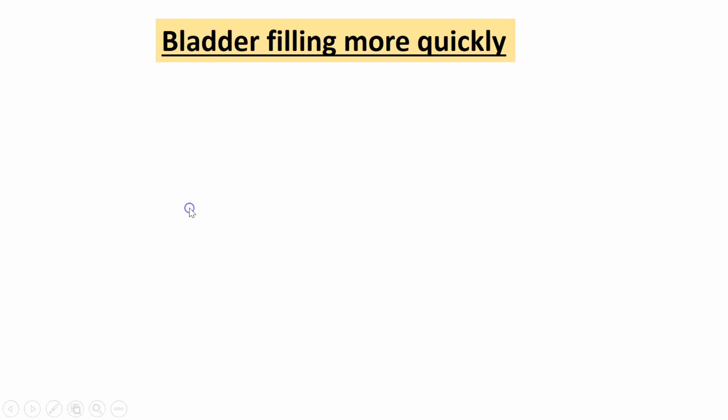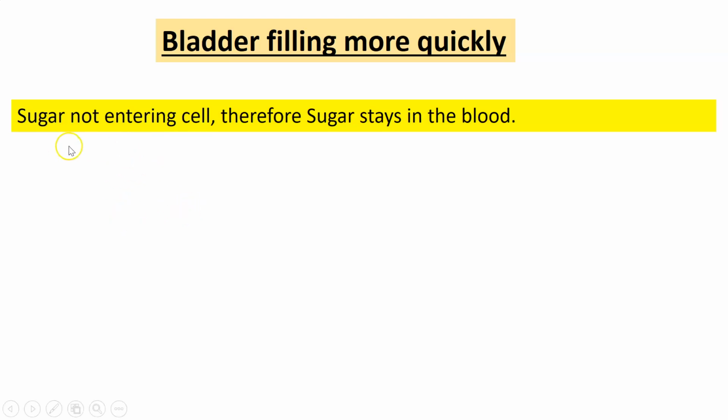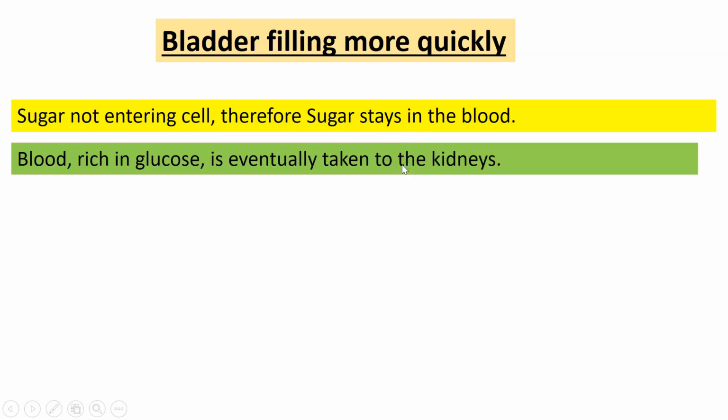Right then. These are the sequence of events that hopefully help to explain why the bladder fills more quickly. We know that sugar in people who are diabetic does not enter the cell, because the cells don't respond to insulin, or because the pancreas doesn't produce insulin. So the sugar stays in the blood. It doesn't go from the blood inside the cells. So blood becomes rich in glucose for a longer period of time.